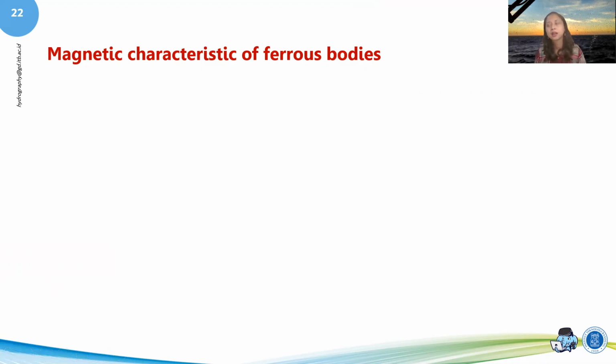We know that positive and positive do not like each other. Basically, they will never match. But if it's positive and negative, opposite poles, they will attract each other. And that's basically the characteristic of a ferrous body.